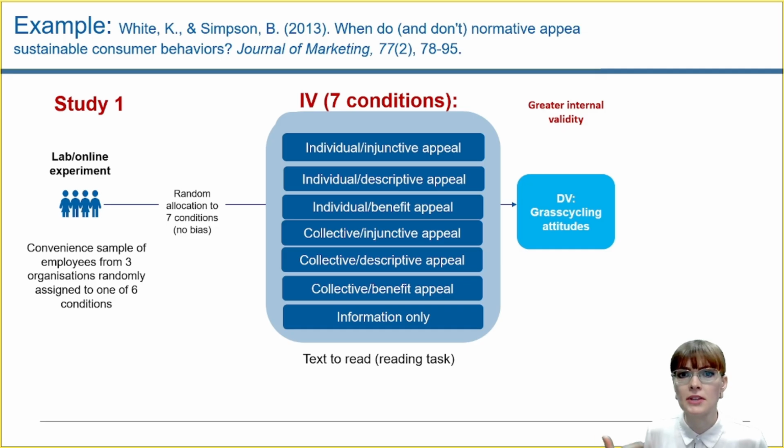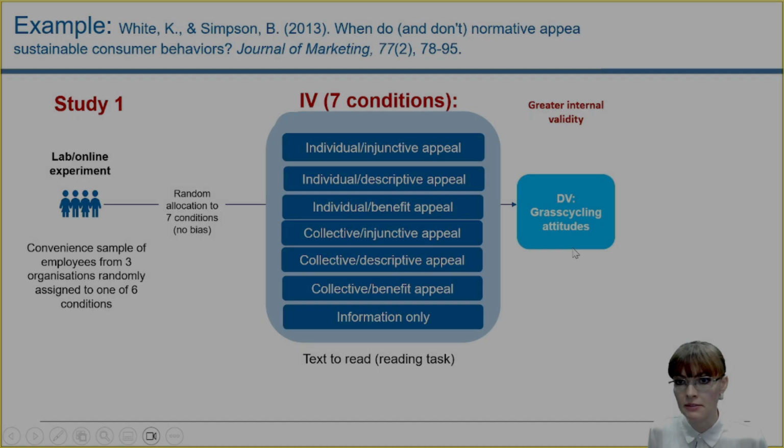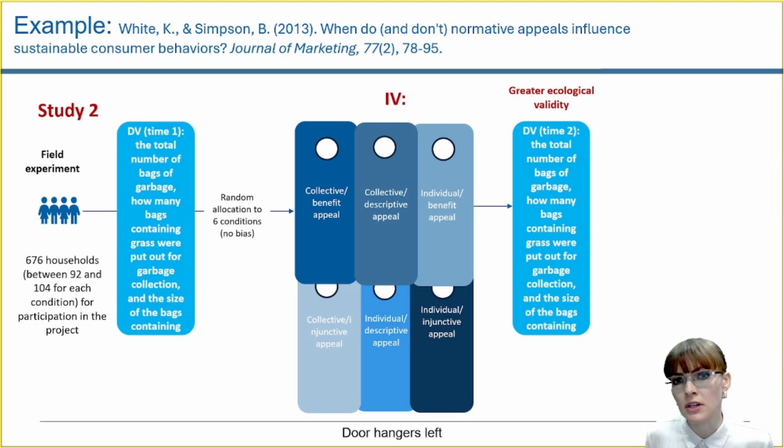On this screen, I have the example of those conditions which they had when they actually varied the social norms and the appeals that they used. And the 7th condition was actually a control group for them. They executed this experiment using a reading task, and they observed that different conditions, different appeals had different effects on grass cycling. They measured the effect on attitudes, and then they used a field study to actually measure as a dependent variable the impact on the behavior.